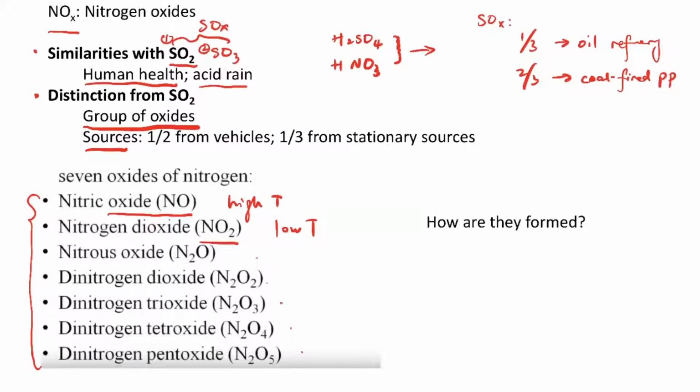But for the NOx, half of them are actually coming from the vehicles. It can be just our car engine. So that's why we have to do the engine emission test, I think every year or every 2 years, right? Among the remaining half, 1/3 of them are coming from the stationary sources. The stationary sources would mean industrial plants, including the coal-fired power plants.